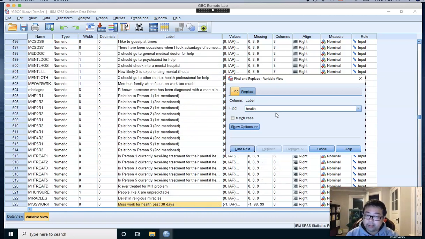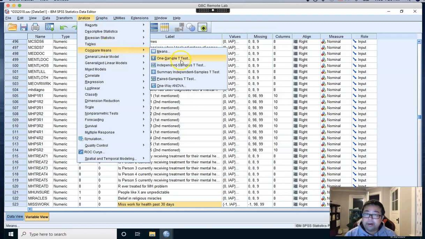Missed work for health in the past 30 days. So missed work is the variable capturing the working days they missed because of a bad health condition. We are not sure whether the bad health condition is caused by physical health or mental health, but this is the indicator that can capture a very vague or rough level of the health of that individual. So missed work is here. Then close.